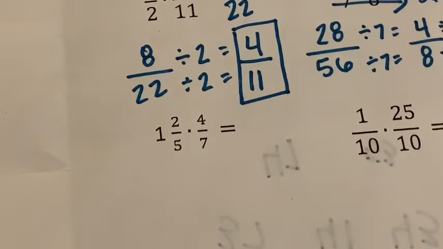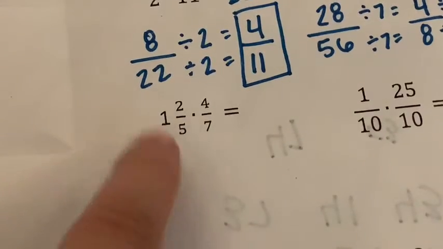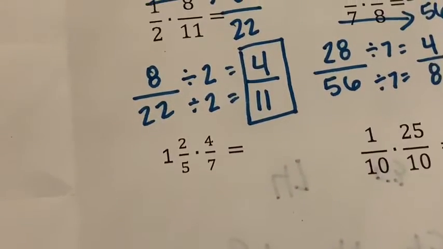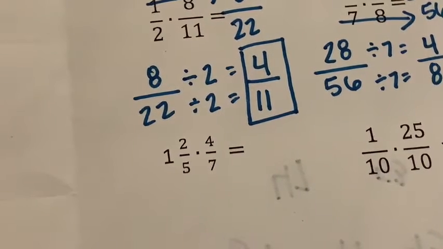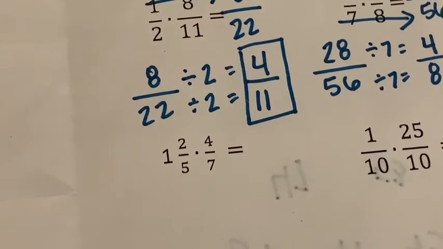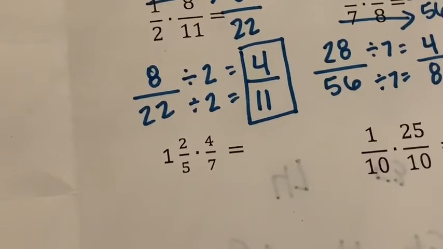Okay, so yes, some of you may be able to look at this and tell, okay, I need a fraction that equals 1 and 2/5. So I'm going to make my 1 into 5/5. And I have 5/5 and 2/5. That's going to give me 7/5.